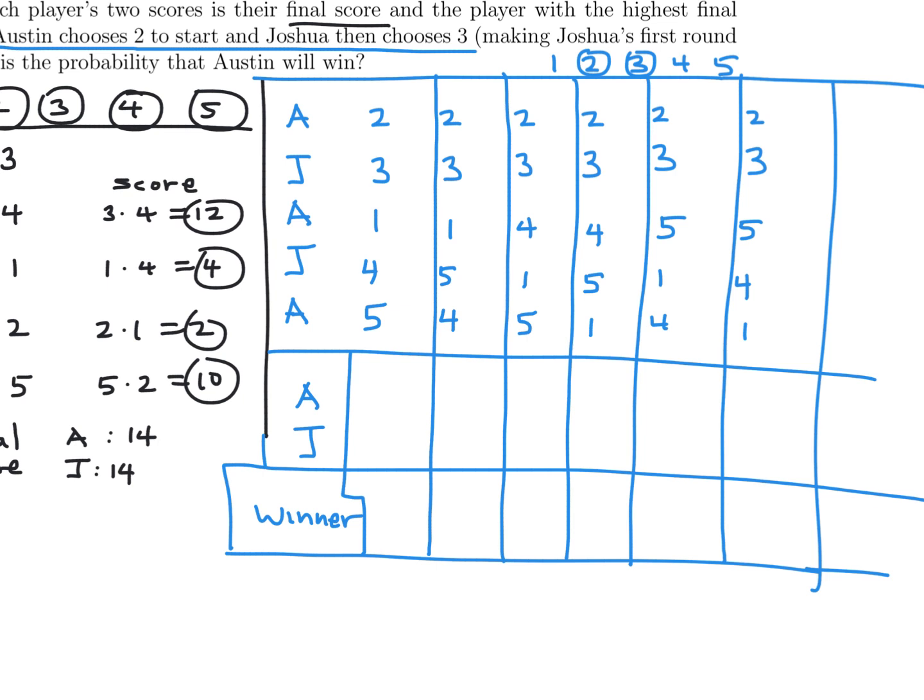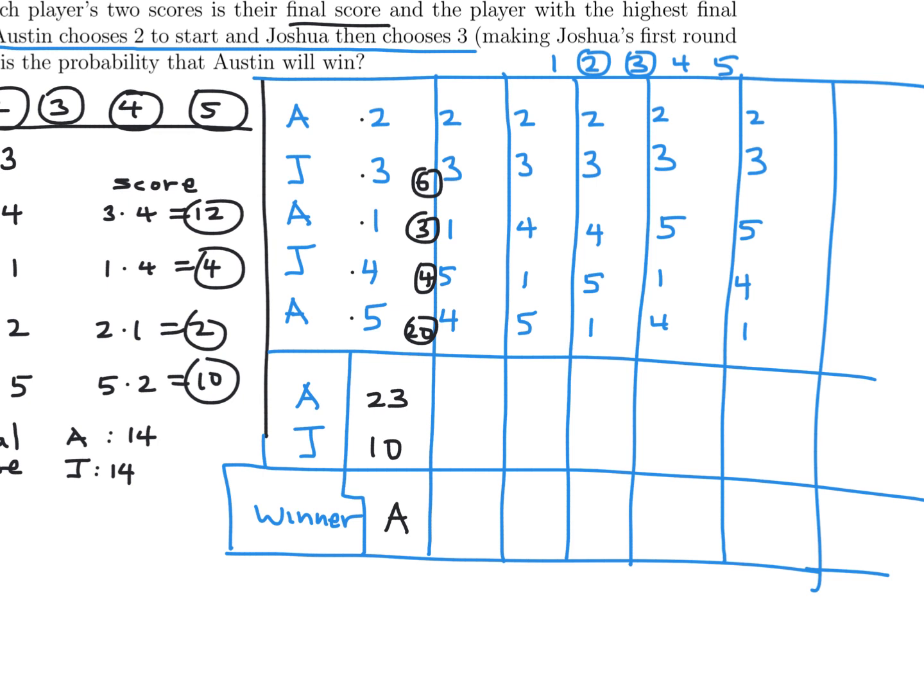Okay, so the scores. This will be 6, right? 2 times 3. This score would be 3 times 1. This score would be 4 times 1. And this score would be 20, 4 times 5. So then for Austin, it would be 3 and 20, which is 23 as a total score. And for Joshua, the score would be 6 and 4, which is 10. So the winner here is Austin.